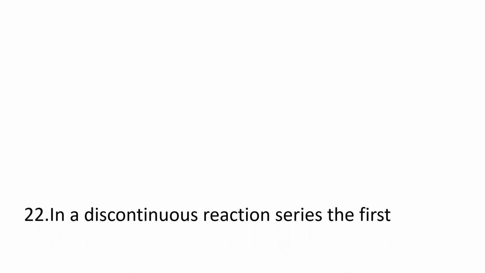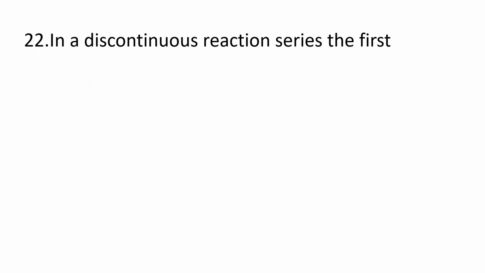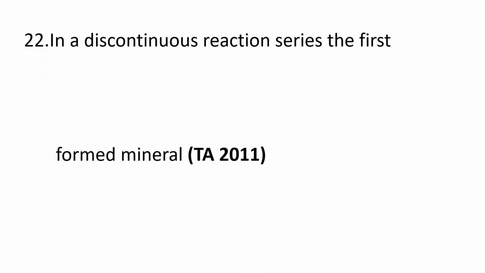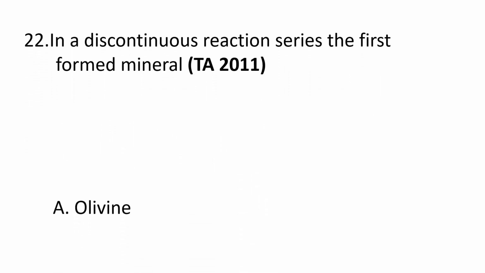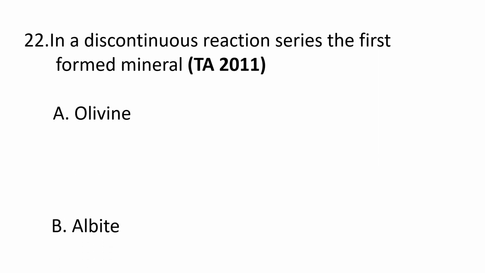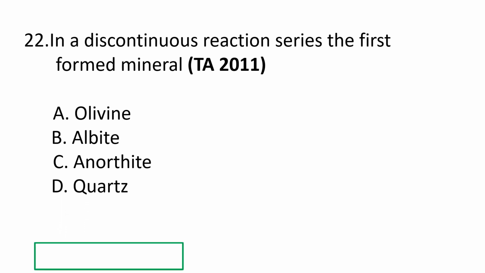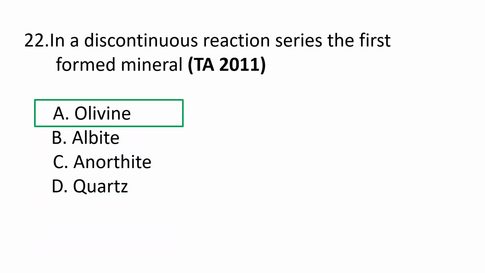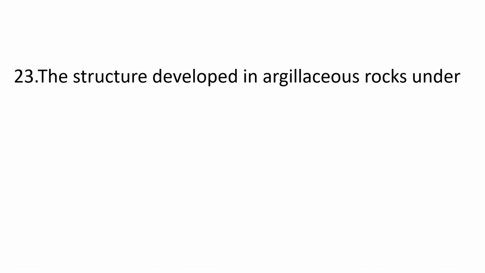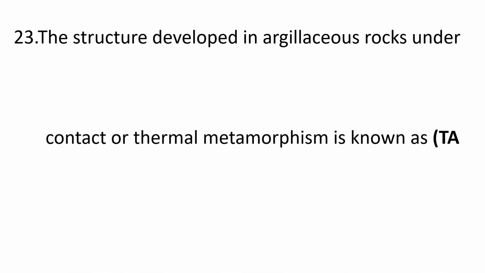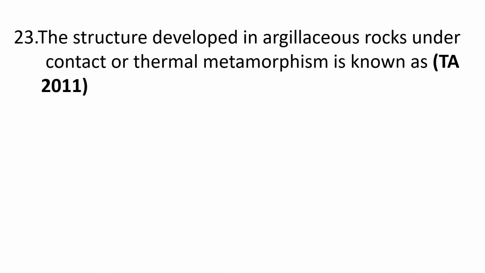For the next question, in a discontinuous reaction series, the first formed mineral. Choices are A. Olivine. B. Albite. C. Anorthite. And D. Quartz. So obviously A, olivine, is the first formed mineral in a discontinuous reaction series.